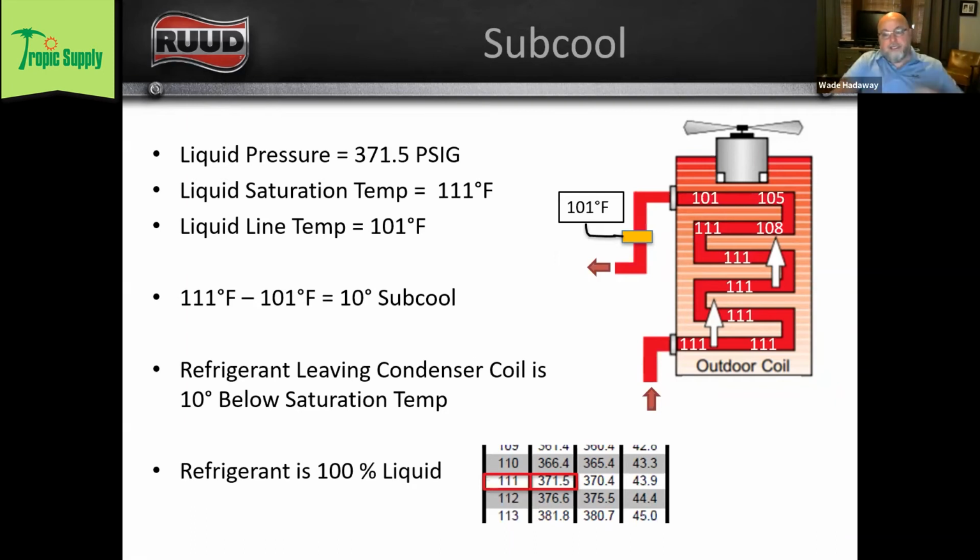So it really is telling us how much 100% liquid refrigerant we have in our condenser coil, where superheat tells us how much 100% vapor refrigerant we have in our evaporator coil. If we have any subcooling, we know the refrigerant has to be 100% liquid, and that's super important because our refrigerant going into our metering device has to be 100% liquid.